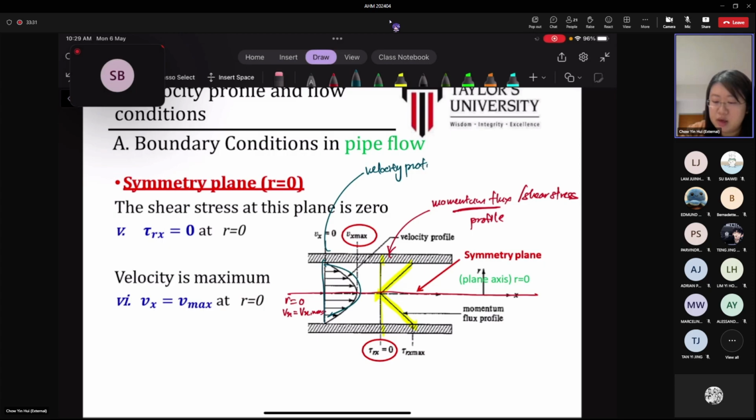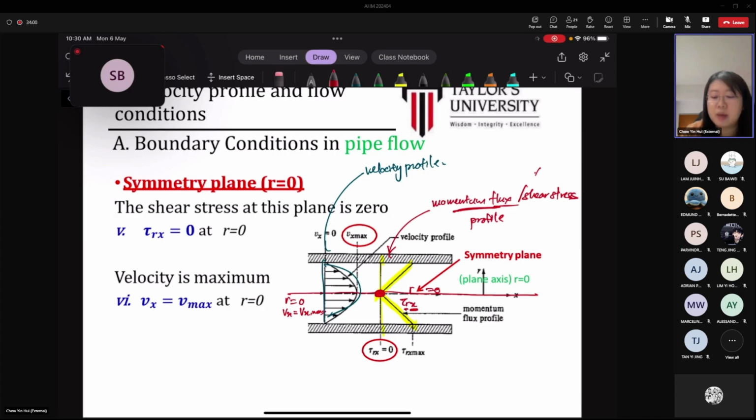Okay. So hopefully, you need to get to know about the term, right? So that's why at the center, you can see here at the center of pipe r equals 0 here, right? So your tau rx. Again, this is a fluid flow in x direction, and the momentum or the shear stress actually acts on a plane that is perpendicular to the radial direction.